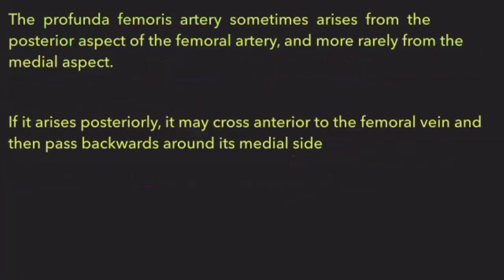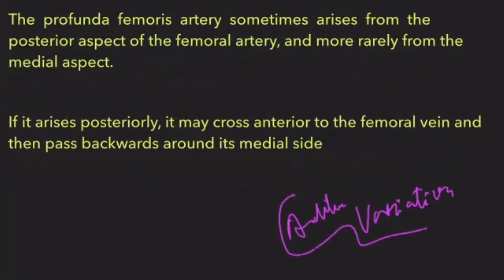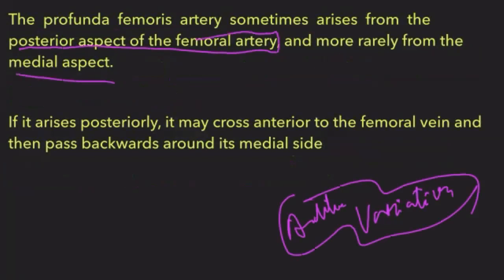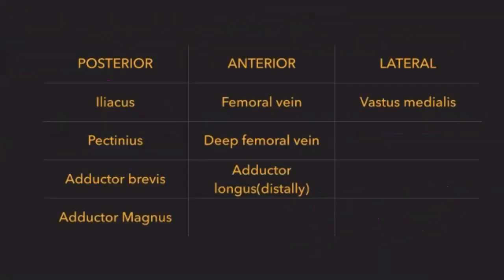The profunda femoris artery sometimes arises... Okay, that is a normal thing, but we always have some abnormality, or we call it a variation, right? Anatomical variation always presents. So profunda femoris sometimes arises from the posterior aspect of the femoral artery and more rarely from the medial aspect. Okay, that is a variation. If it arises posteriorly, it may cross anterior to the femoral vein and then pass backwards around its medial side, right? So these are its relations.